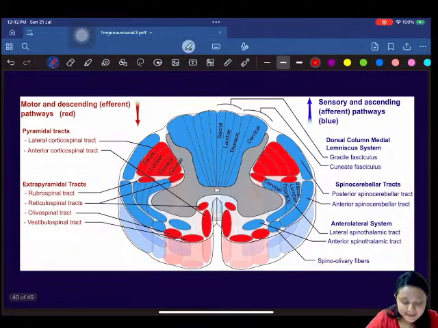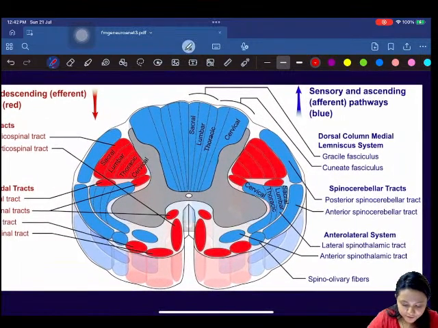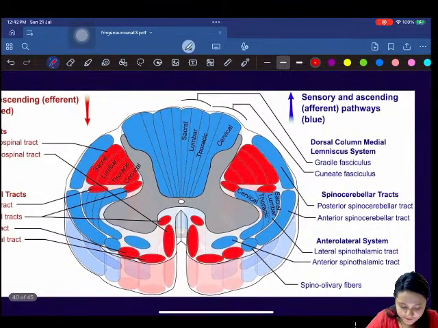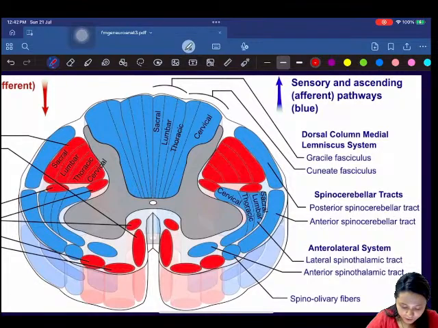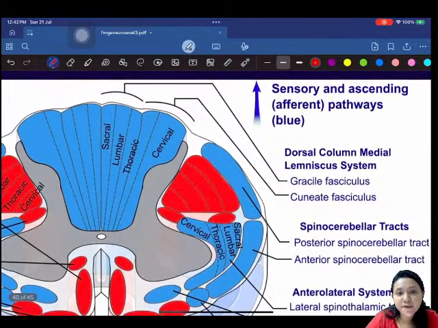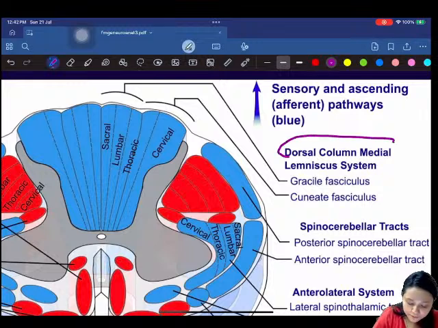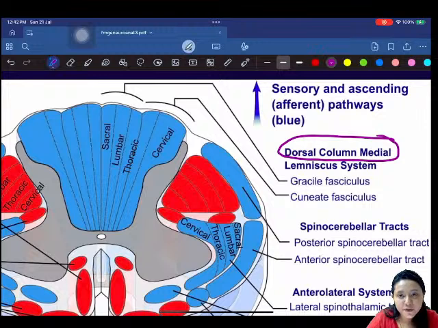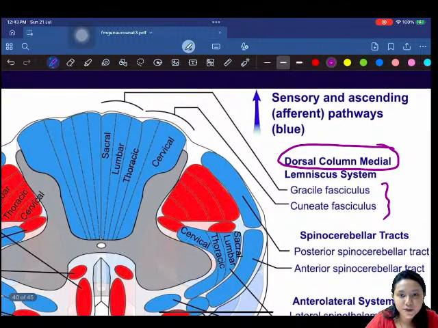Now we'll come to the ascending and the descending tracts. There are certain ascending tracts which are sensory, also known as the lemniscus system. In the dorsal part, dorsal meaning the posterior part, the dorsal column, medial lemniscus system, you have fasciculus gracilis and fasciculus cuneatus.